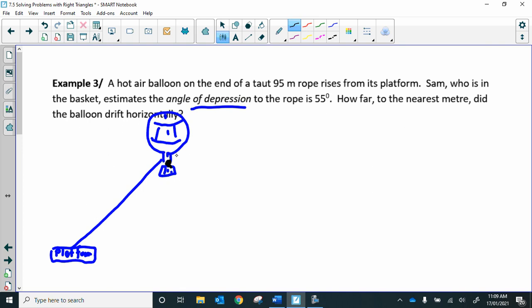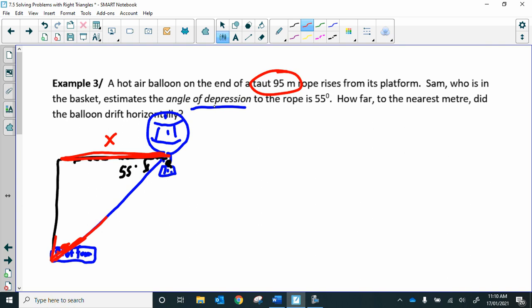So don't forget, when it says depression, you're looking out from the horizontal. So Sam is looking out from the horizontal down. That is 55 degrees. How far to the nearest meter did the balloon drift horizontally? So we actually want to figure out this length here. How far has it drifted over? So this is my x. Okay, and really this line should come down where these two cross. Make your triangle. Okay, so I need one other piece of information, and that's that the rope is 95 meters. So this here is 95 meters.